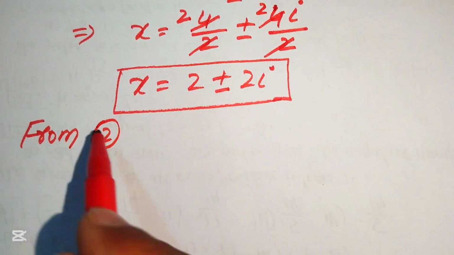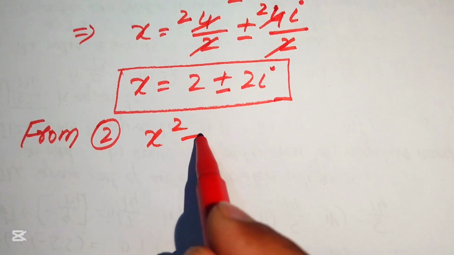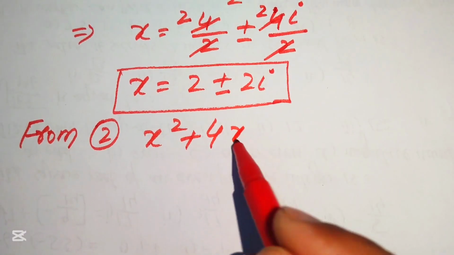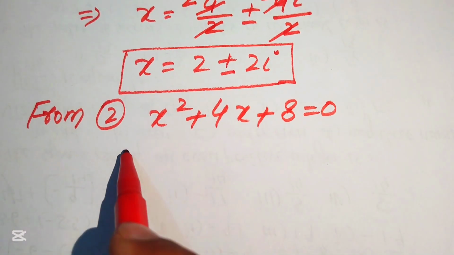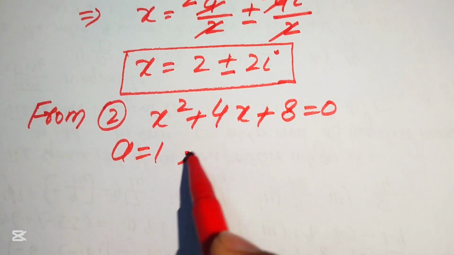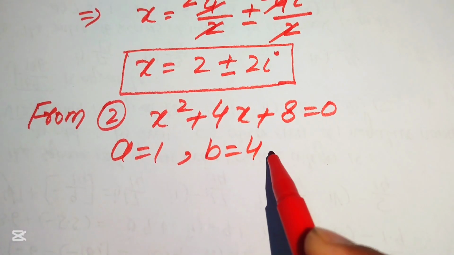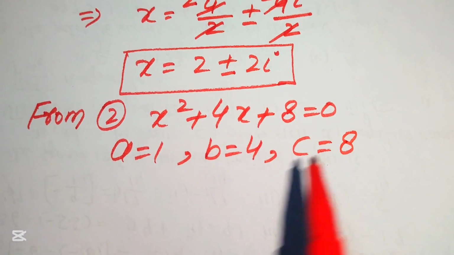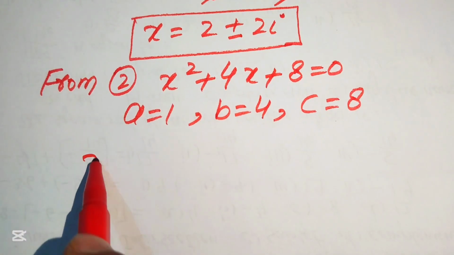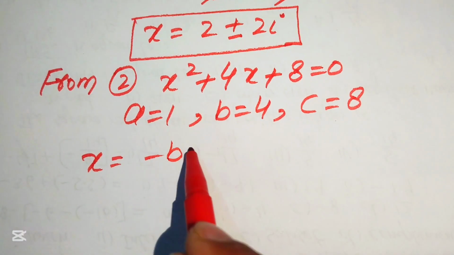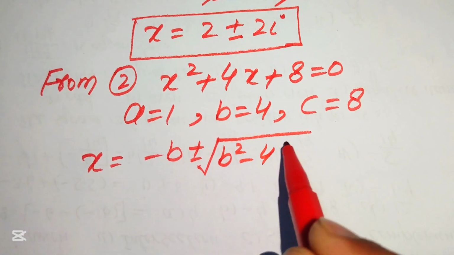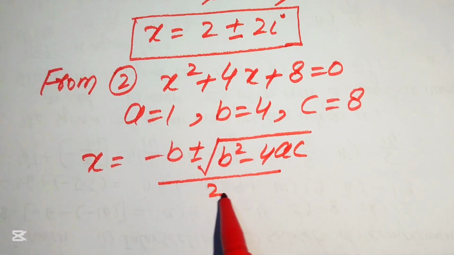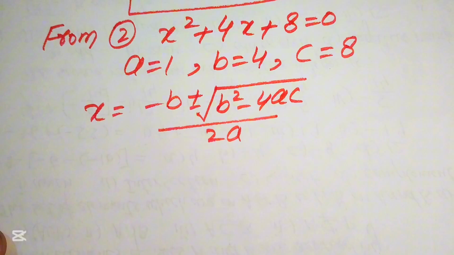So equation number 2 implies that we need to copy down this equation here, x square plus 4x plus 8 equals to 0. And here we can write the coefficients of this equation. Its coefficients are a equals to 1, b equals to 4, and c equals to 8. So the quadratic formula is stated as minus b plus minus square root of b square minus 4 times of ac divided by 2 times of a.